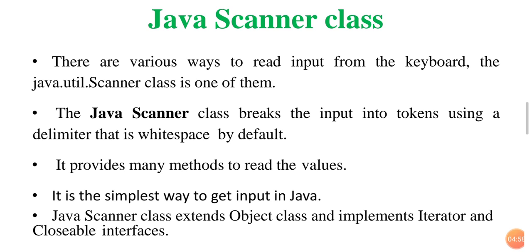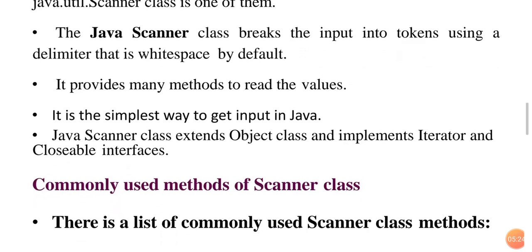The simplest way to get input in Java is this one. The Java Scanner class extends the Object class, which is the superclass of every Java class, and implements the Iterator and Closeable interfaces. Iterator is used to traverse through the elements and tokens. The Closeable interface is used to close whatever connection is opened to take the input from the input device.